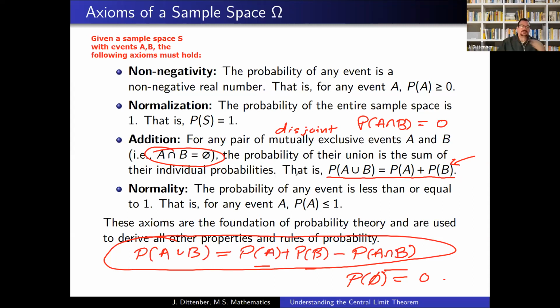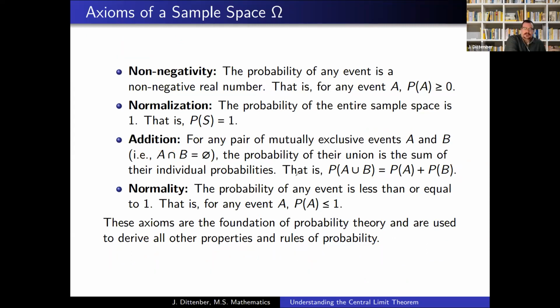All right, so the normality, it's going back to our normalization, which says that essentially you can think of it as there must be an event in the sample space that occurs. In normality, this is saying that every event has probability less than or equal to 1 and greater than or equal to 0. Okay, so now let's go to a few more things here.